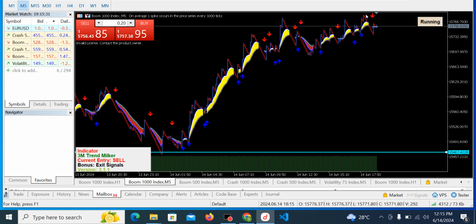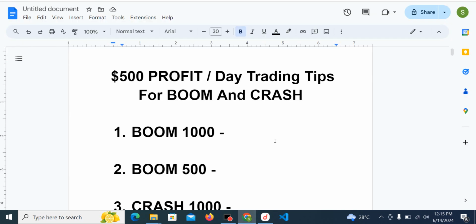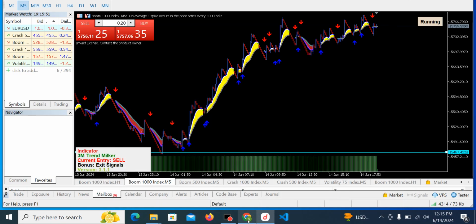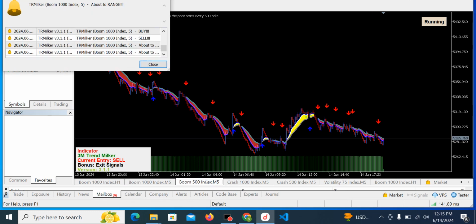If it's unable to break out above this resistance zone, then it will go back on downtrend. So we should expect more of a selling opportunity right from there, except if it breaks out above the resistance zone. That is when it's going to buy more or continue with the buy order. So this is very important. Now let's move on to the next asset, which is going to be boom 500. Let's check it out right away.